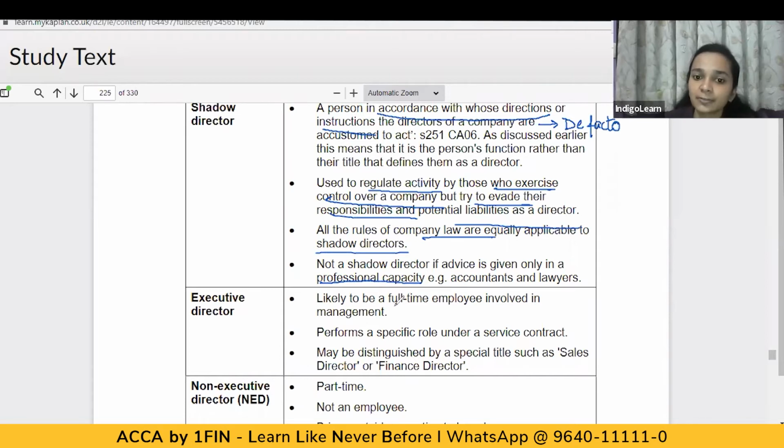Executive directors are full-time employees who are involved in the management of the company. They perform a specific role under a service contract, and may be distinguished by a special title such as sales director or finance director. So executive directors are full-time employees of the company, and they may be given specific titles as well, such as sales director or finance director, which specify the scope of their work.